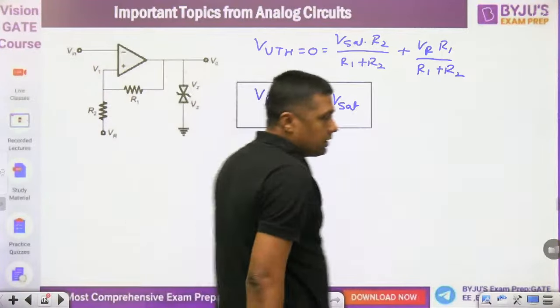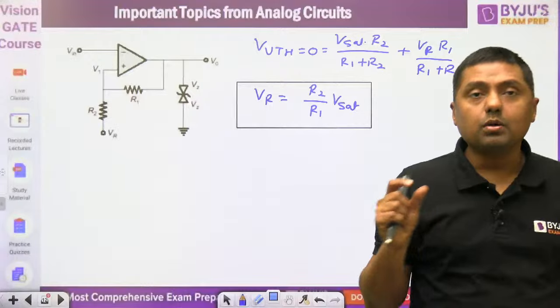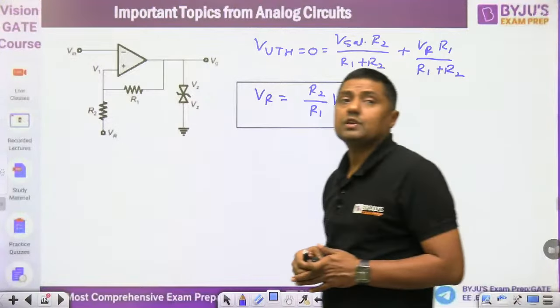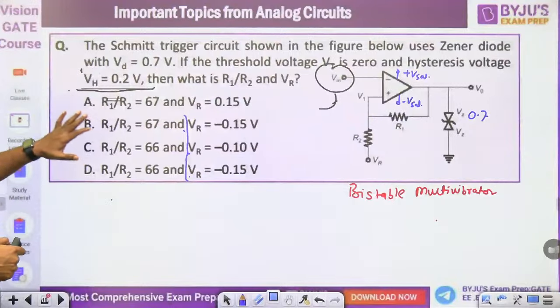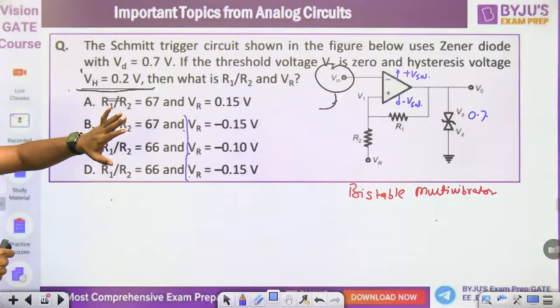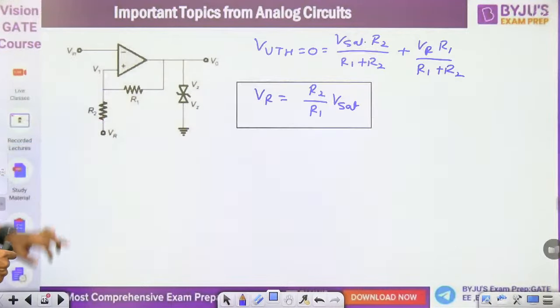Now, what is the problem here? What is the breakdown voltage of the Zener diode? It is not given. It means there may be a printing mistake. But if the voltage of the Zener diode is given, then how can we find the value?